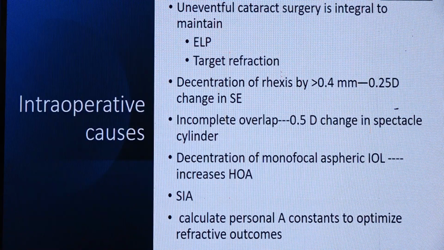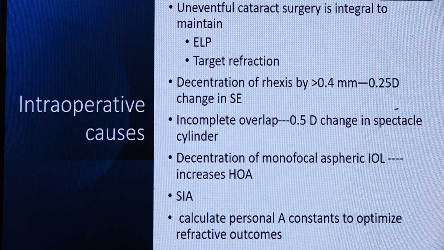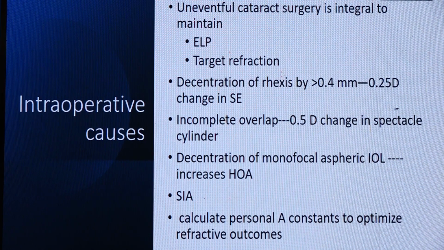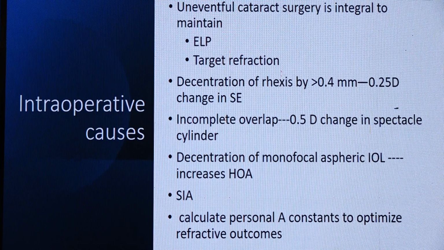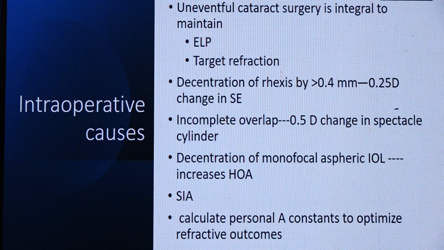Coming to intraoperative causes, it could be a decentration of the capsulorhexis by 0.4 millimeters, which can result in a refractive surprise, or incomplete overlap of the IOL, or decentration of even a monofocal aspheric IOL, which also causes post-operative refractive surprises. So an uneventful cataract surgery is integral to maintaining effective lens position and the target refraction. We should also be very careful about surgically induced astigmatism, and we should always calculate our own A constants.